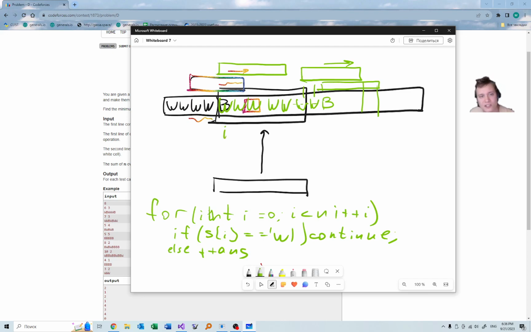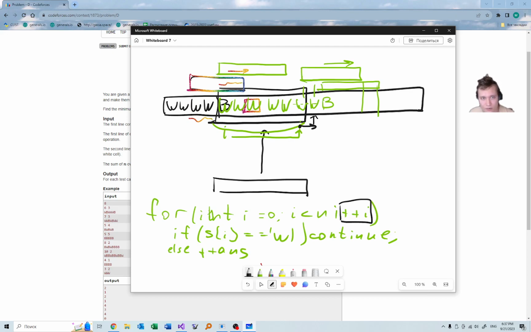But now you do not need to look at all these elements. So you are in the beginning of this block, you can just teleport to the end of this block, because all of this will be just white. And after this increment operation, this position will be moved one more time to the right, and you will go to the next area.